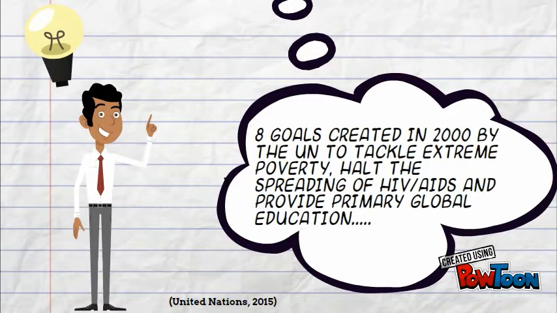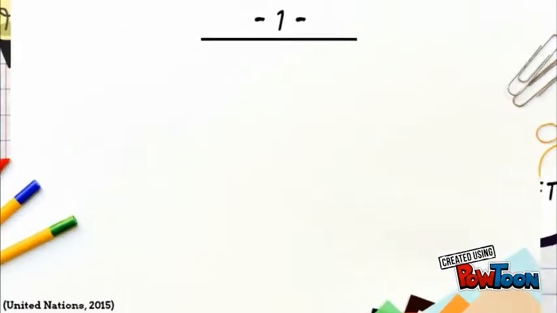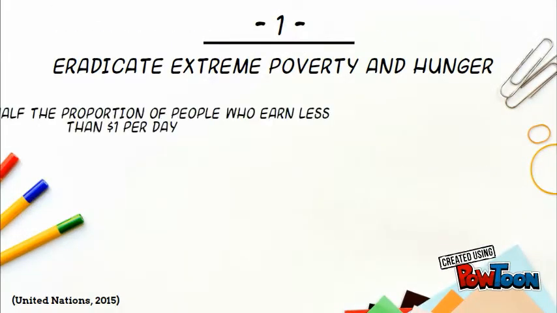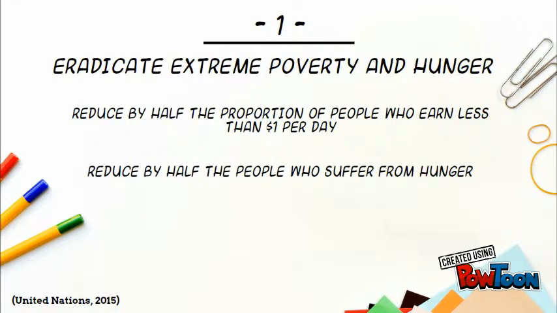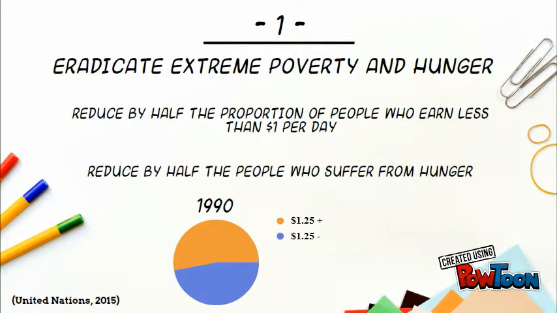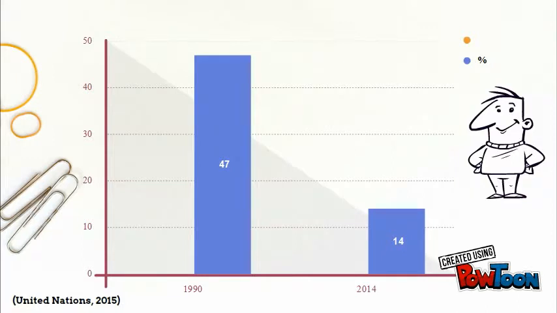In 2000, the UN set 8 targets in relation to international development. These were referred to as the Millennium Development Goals and were to be achieved by 2015. The first objective within the Millennium Development Goals was to eradicate extreme poverty and hunger. In 1990, figures showed that 47% of the developing world earned less than $1.25 per day. According to the UN's reports, by 2014, this number had been reduced down to 14%.